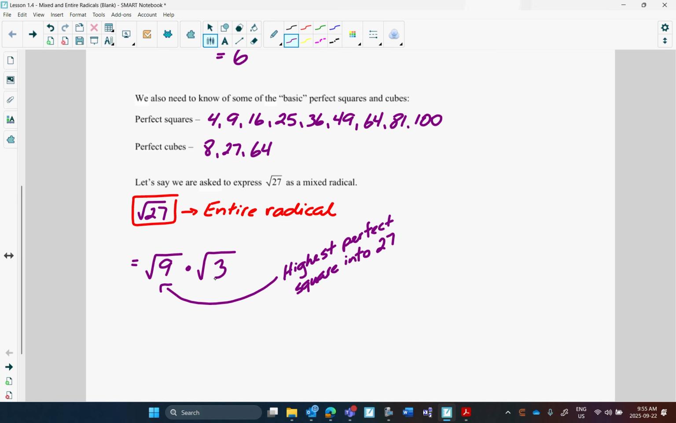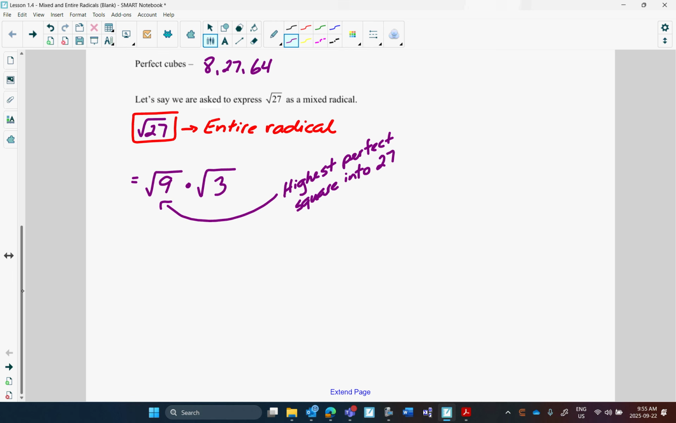Why did I do that? Because what's an easier way to say square root of 9? 3. And this one, I can't do anything with it without a calculator, so that's my answer.